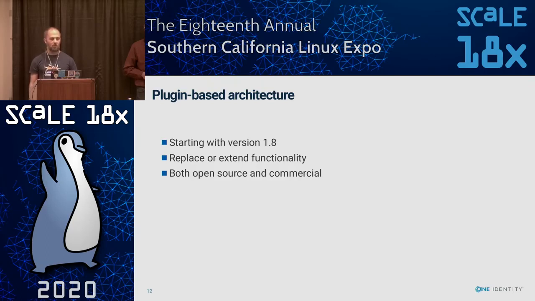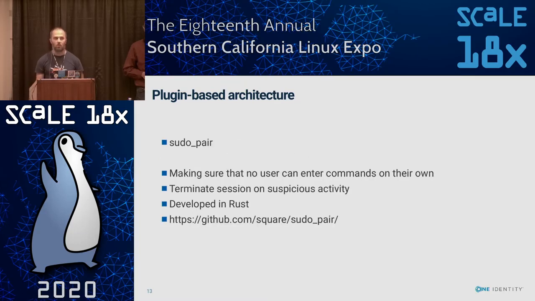Sudo 1.8 introduced a plugin-based architecture, which means that even basic functions of Sudo are implemented as plugins. This way, you can replace or extend the functionality of Sudo using plugins. There are both open source and commercial plugins available for Sudo. Here, I want to show you Sudo Pair, which is an open source plugin for Sudo. Using this, you can make sure that an administrator cannot do anything on their own, but needs another administrator to approve commands before running. And the other administrator can also follow on screen what is happening, and if there is something suspicious, they can terminate the session as well.